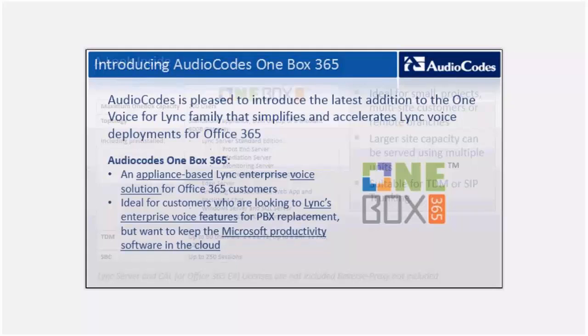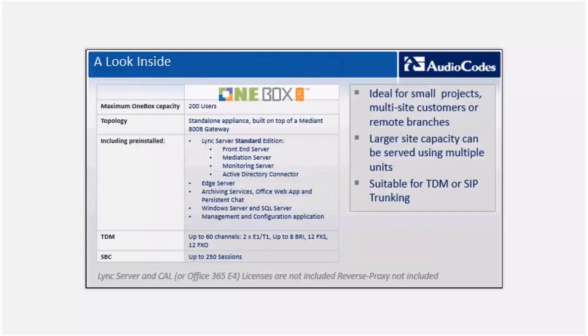So we built that appliance. The first appliance, which we call OneBox 365, the basic one, has a maximum capacity of 200 users. 200 Lync users that can do everything that Lync can do. It's a standalone appliance built on top of our Mediant 800B gateways, and the next few slides will show what it is. Inside, we have a pre-installed Lync Server standard edition, including front-end, mediation, monitoring, domain controller, edge server, archiving, and Office Web Apps. It also includes Windows Server and SQL Server already as part of the OEM line.